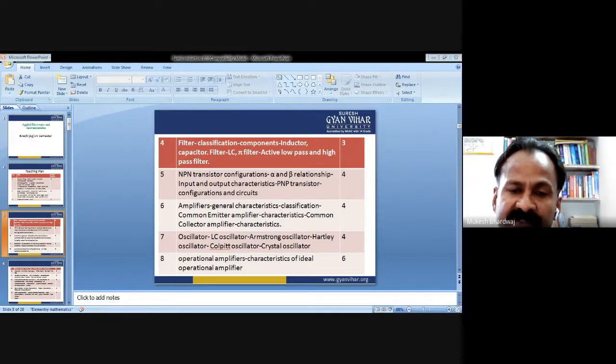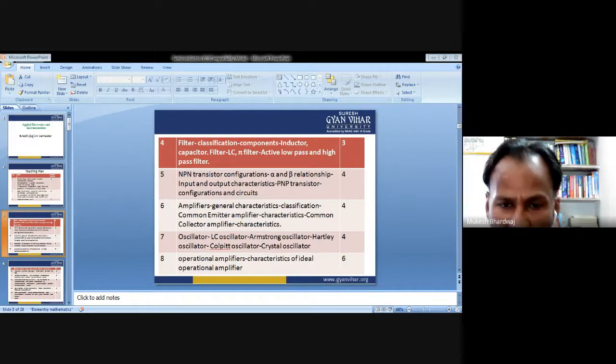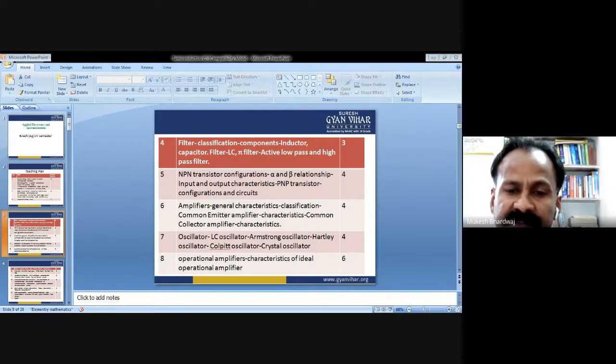Various types of oscillators are available depending upon their configuration and circuit arrangements. First is known as LC oscillator, second is Armstrong oscillator, third is Hartley oscillator, fourth is Colpitts oscillator, and fifth is crystal oscillator. Different types of arrangements are done for producing different types of frequency signals. So these are known as the oscillators.